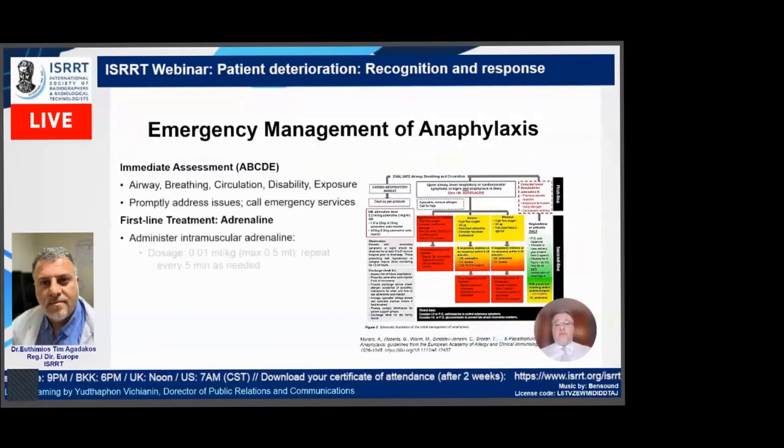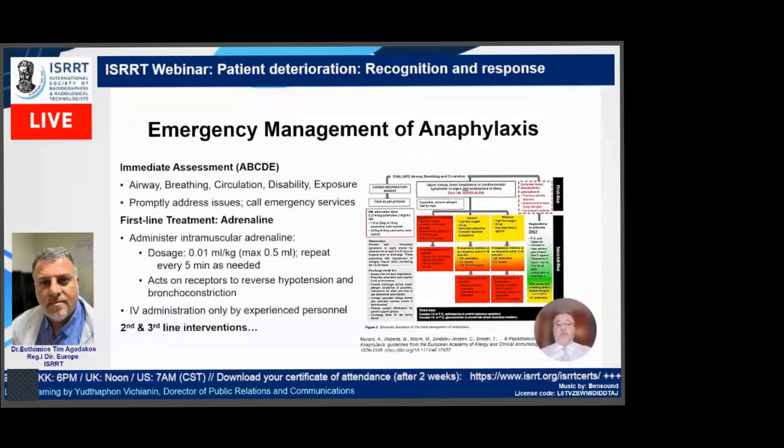Okay, so we saw that the case studies presented underpin the significance of our preparedness, of our alertness. Anaphylaxis requires immediate assessment using the ABCDE approach: airway, breathing, circulation, disability, and exposure to the trigger. Intervention should be initiated promptly and emergency services must be notified. Deaths often result from respiratory or cardiovascular compromise, so management should focus on these critical areas.